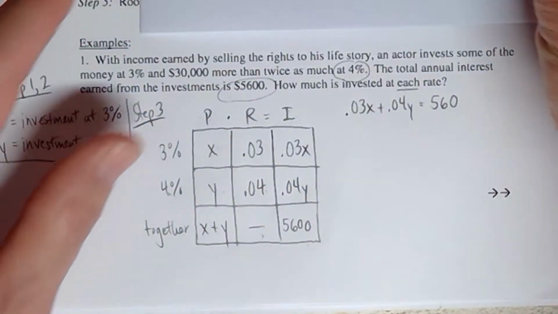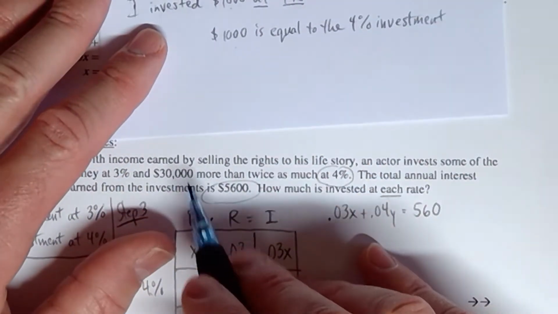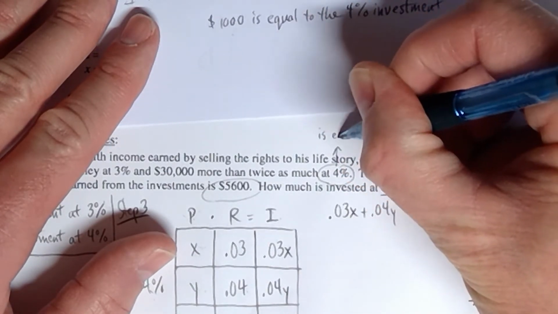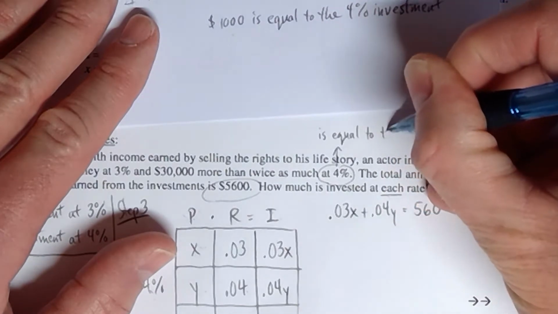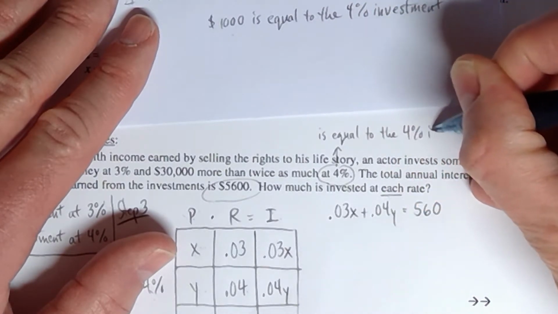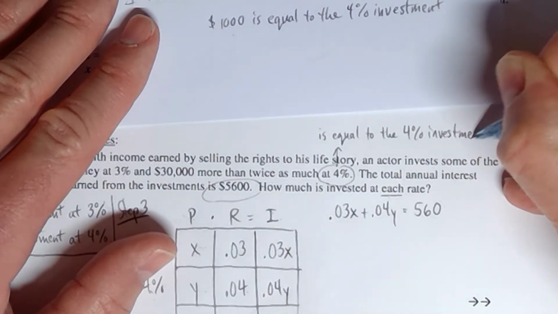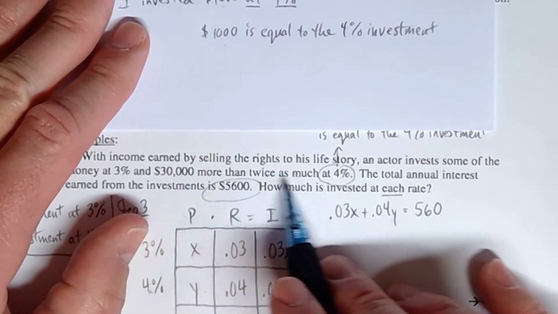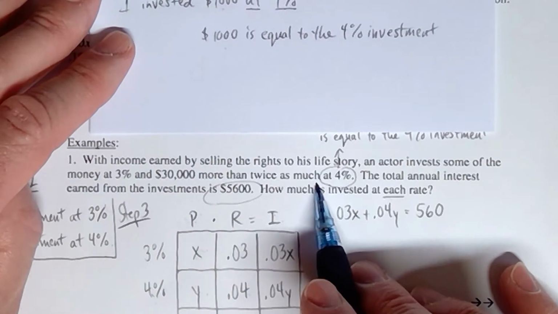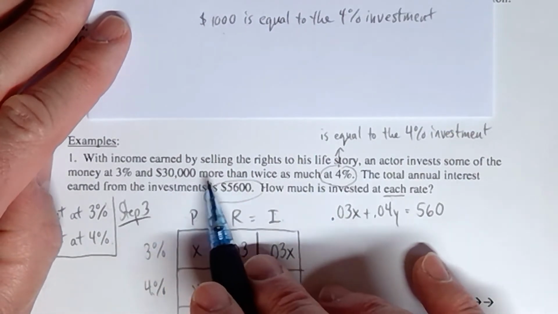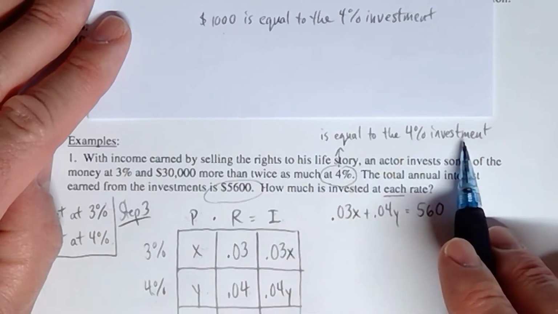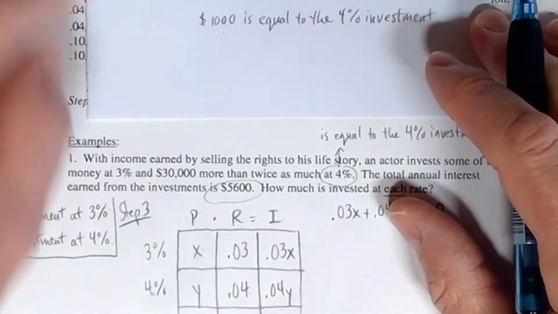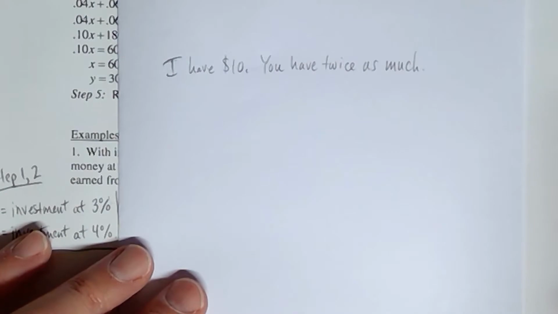In the same way, I can take this sentence right here, and since it says at 4%, I can rewrite that as is equal to the 4% investment. Looks like an equation is developing here. Now, what about what came before that? It says 30,000 more than twice as much. So that means 30,000 more than twice as much is equal to the 4% investment. But here's the problem: what does the word much mean? Twice as much as what? Well, let's talk about that for a moment, and then we'll put it all together.